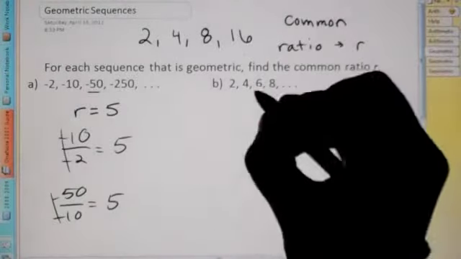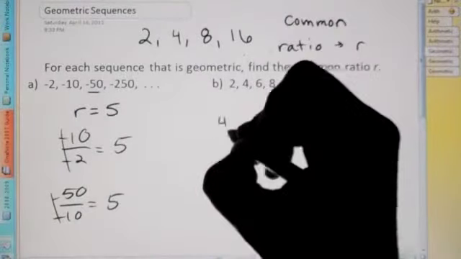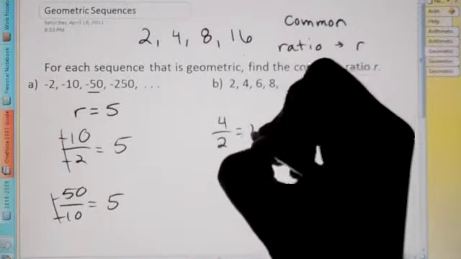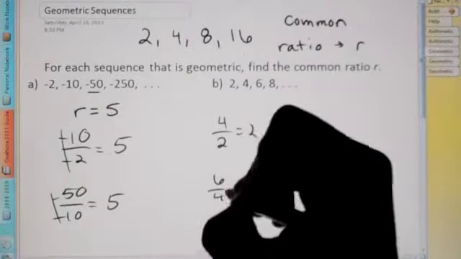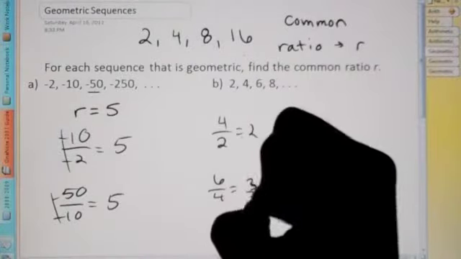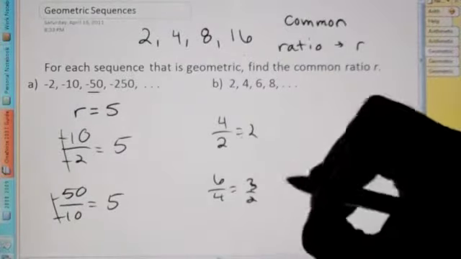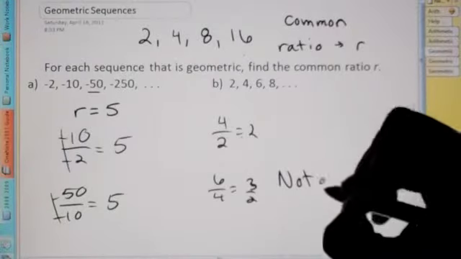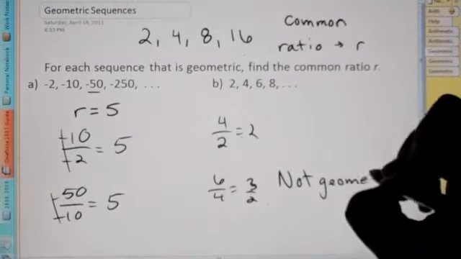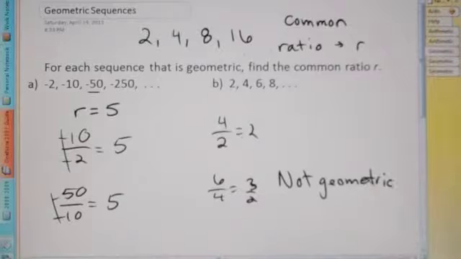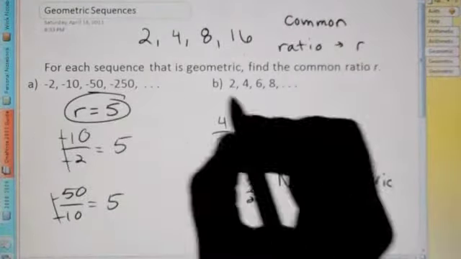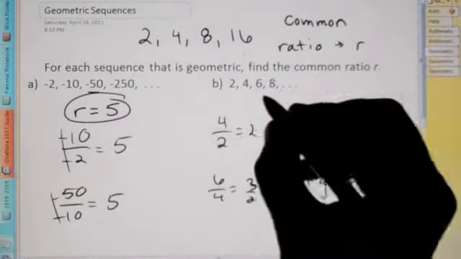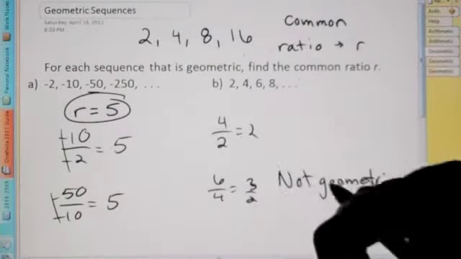Okay? Now in this one, if you take one term, divide by the one before, we get 2. So this, 6, divided by the term before is 4. This is actually 3 halves. So since it's different, we know that this one is not geometric. Okay, not geometric. Here our ratio is 5 because you keep on multiplying by 5 each time, but this one, you're adding 2 each time, so therefore it's not geometric.